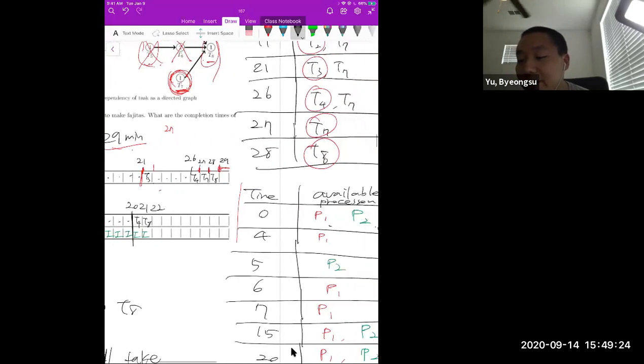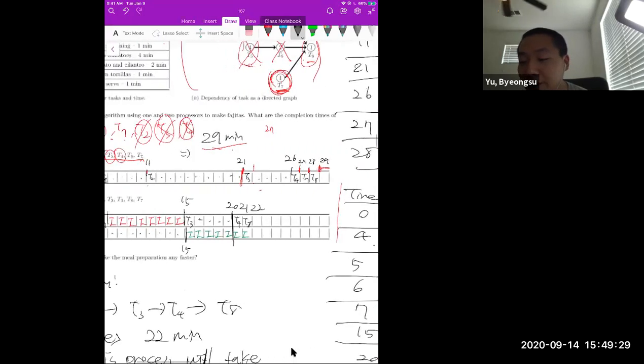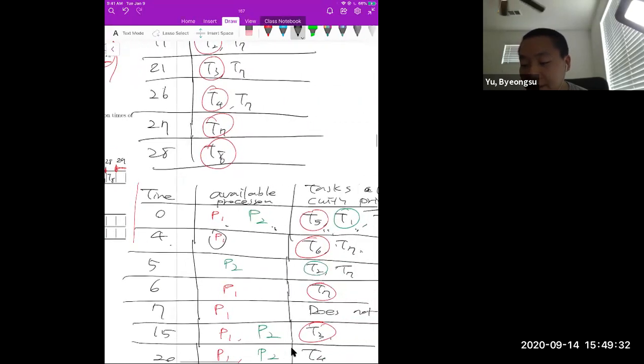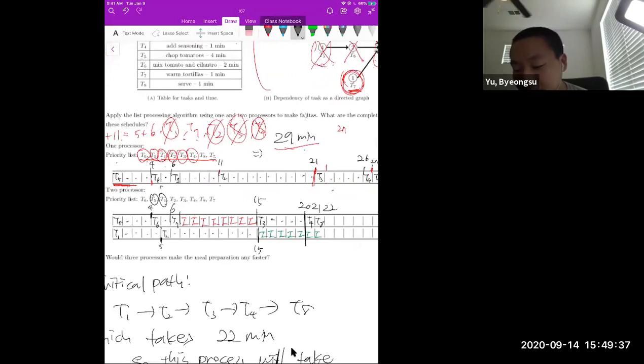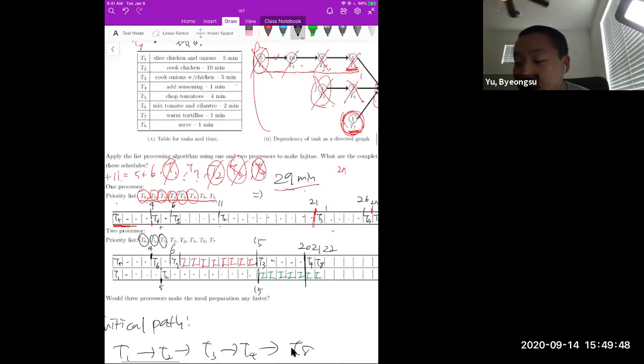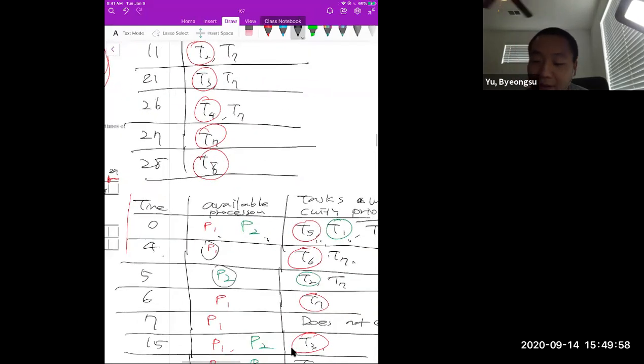So after 4 minutes, you can see that processor 1 is available. Now the ready jobs are T6 and T7. At this point, you can do T6, right? Because T6 is the most prioritized one in the list. And T6 takes only 2 minutes. So at time 5, you can see that processor 2 is available, and T6 is now being worked on by processor 1.